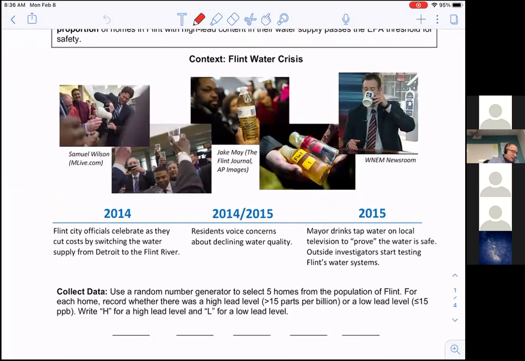So again, just a timeline. In 2014, they switched it to cut costs. They switched the water supply from Detroit to the Flint River. In 2014 and 15, residents start complaining about declining water quality. 2015, the mayor drinks the water on TV to prove the water is safe. That really proves it's safe just because you drank it? But anyway, here we go.